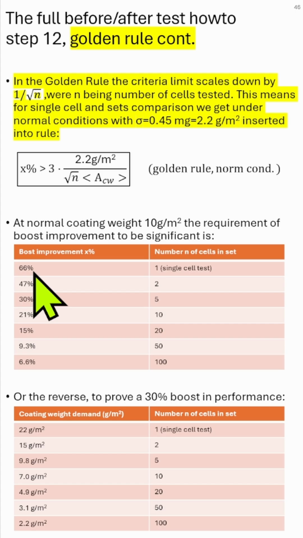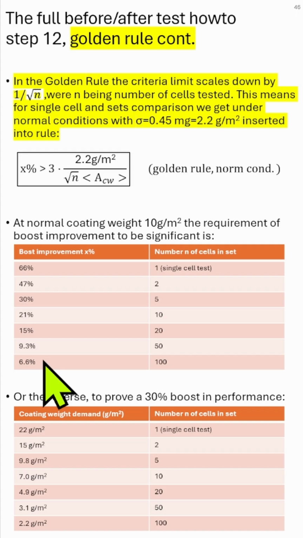That's what that means. And we see that the requirement drops for 2 coins, it drops to 47%. 5 coins, which is our best practice, as we say, that we want to aim for in our test, we see that we must at least show a 30% boost. So the higher up you go, I mean, if you should manage to do 100 coins, then you actually can prove 6.6% in increase, right? So that's very impressive.